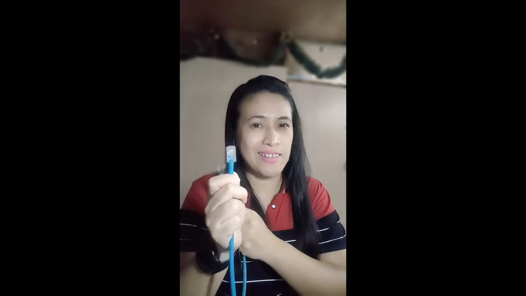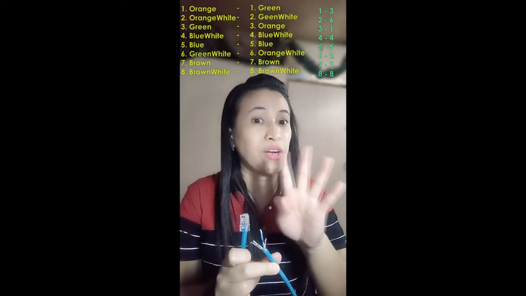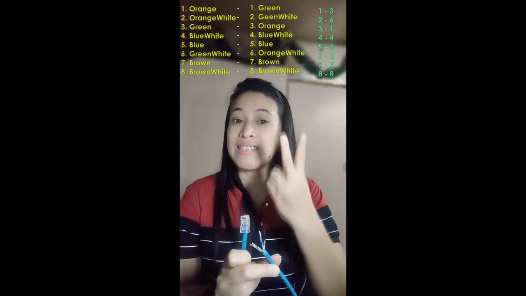Now, in a straight through pattern, the first, second, third, fourth, fifth, sixth, seventh, and eighth colors here should be the first, second, up to the last color at the other end. But since we're talking about crossover, wherein two computers are connected to one another, a peer-to-peer, we're going to follow the pattern for the crossover, which is 1 to 3, 2 to 6, 3 to 1, 4 to 4, 5 to 5, 6 to 2, 7 to 7, and 8 to 8.